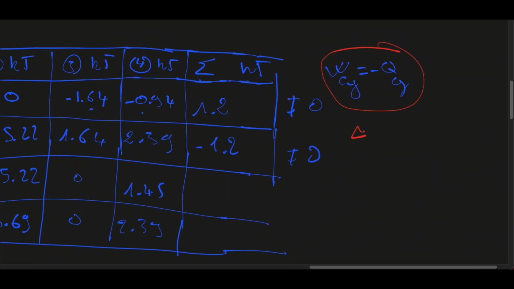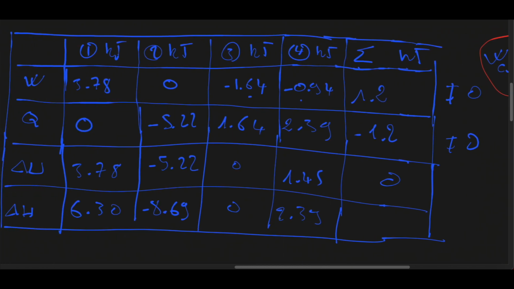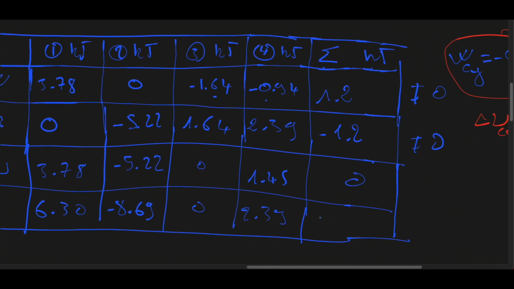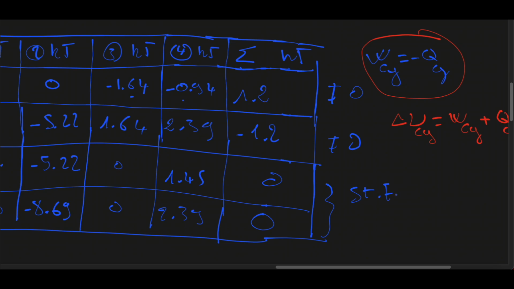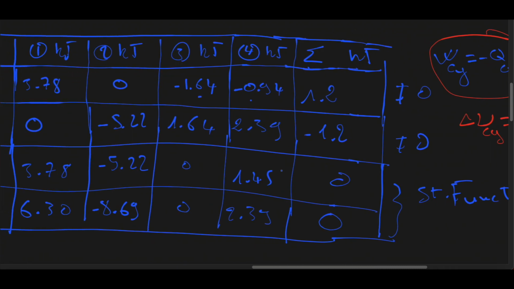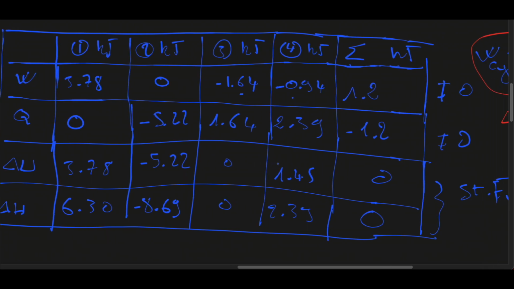Therefore, we can say that the change in internal energy of this cycle is equal to the cyclic work plus the cyclic heat, which is equal to 0. So we can verify here that it is 0, and the same thing for the change in enthalpy for the cycle. It is also equal to 0 because both of these are state functions. So now we can say that the first law of thermodynamics, when applied to the change of the perfect gas through a reversible cycle, is verified.